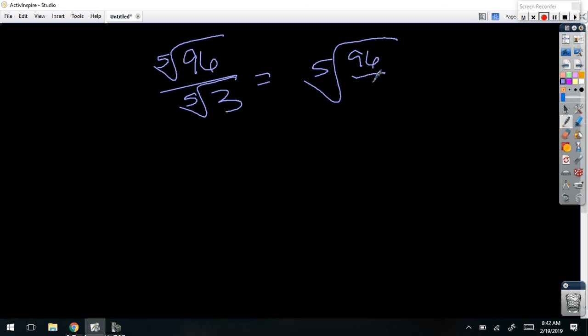What if I had the 5th root of 96 divided by the 5th root of 3? You would just put them under the same radical, right? Which is the 5th root of 32, which is 2. See, look at y'all knowing that. Oh, it's an odd root.